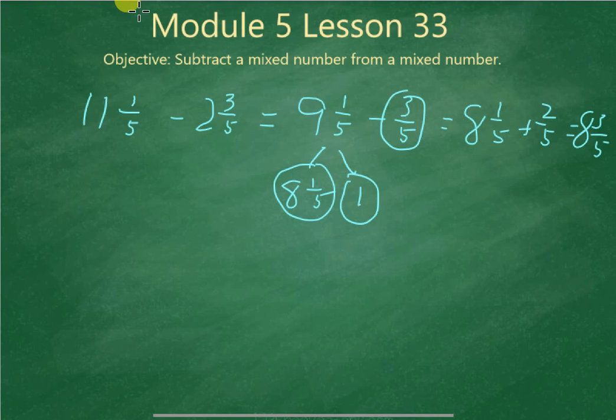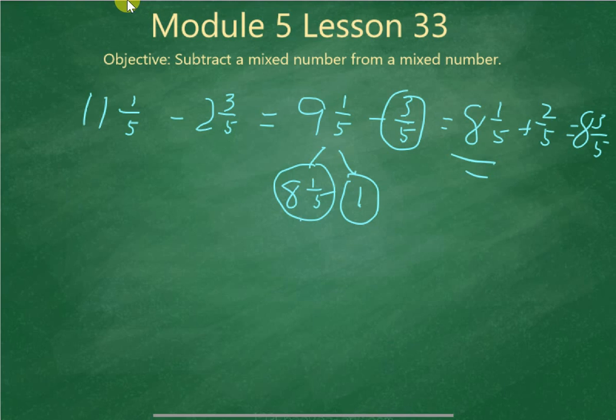See, I took away a whole one to get 8 and 1/5, but I didn't want to take away a whole one. I only needed to take away 3/5. So from that 1, that's 5/5, take away 3/5 is 2/5. Add them together, and I get 8 and 3/5. So that is your last method, and you'll get lots of practice on the problem set.